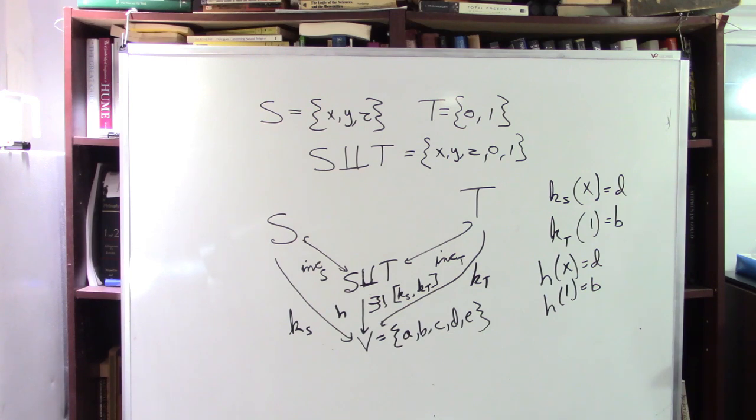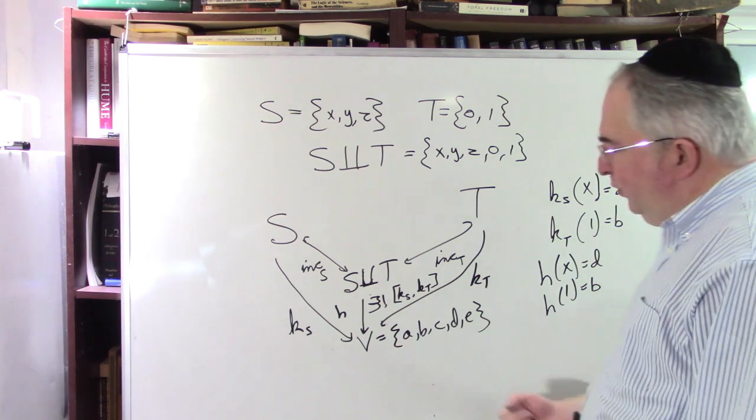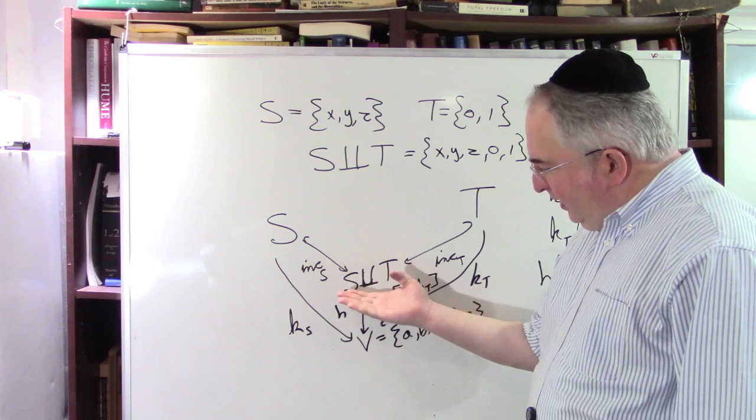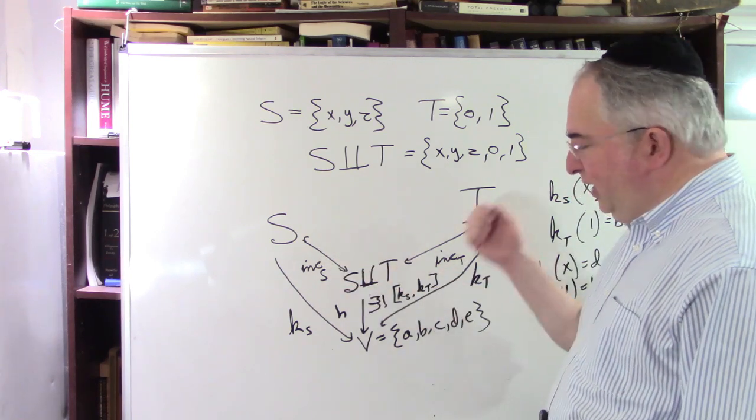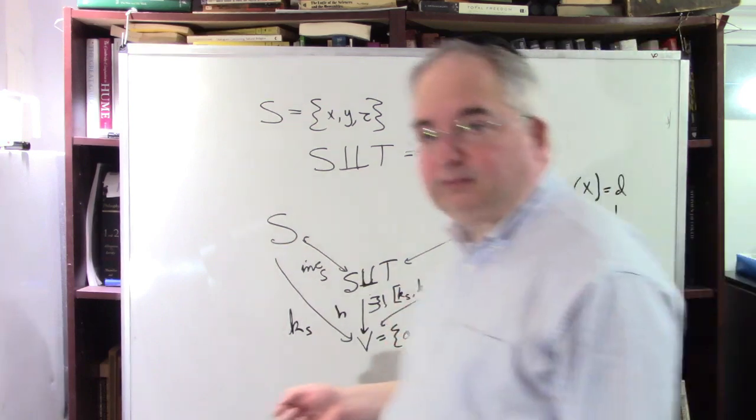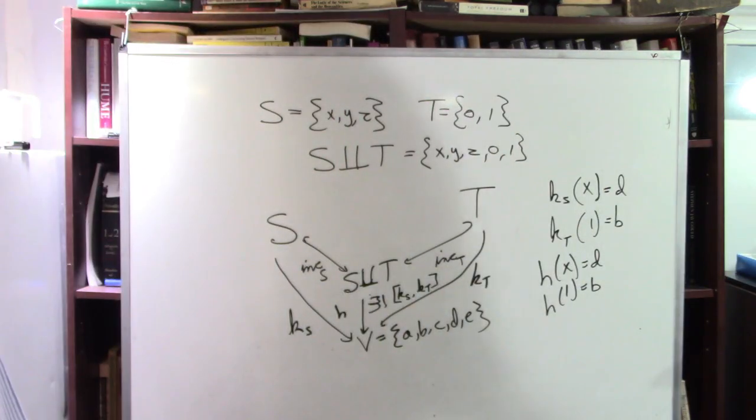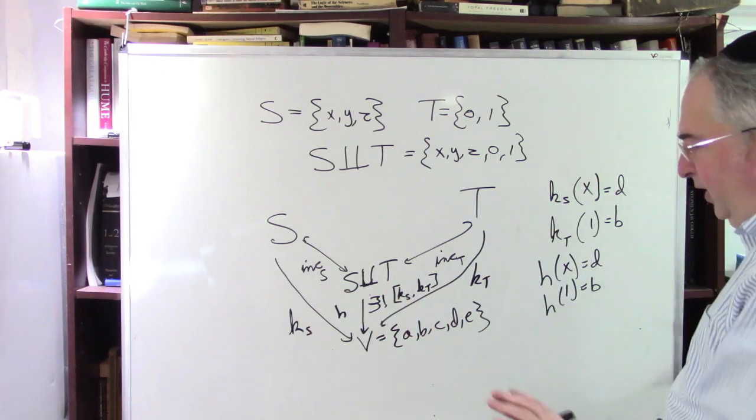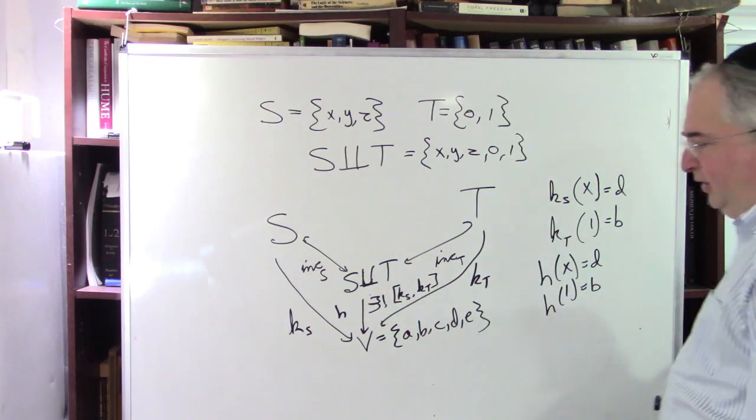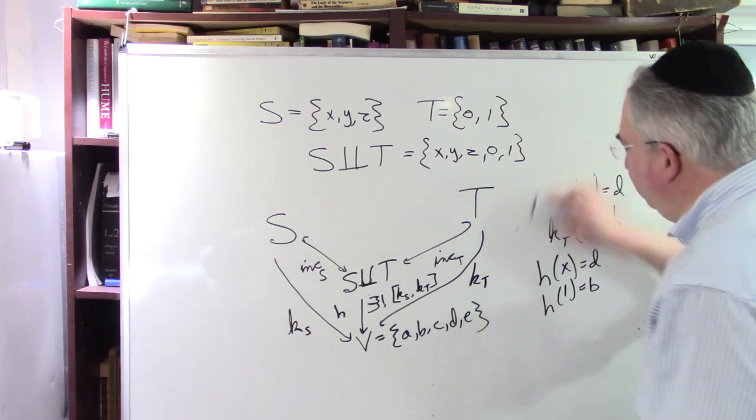So again, the way to think of this is S disjoint T has this information and that information, and it uses it in a universal way. It uses it like that. Okay, great. Let's do one more.